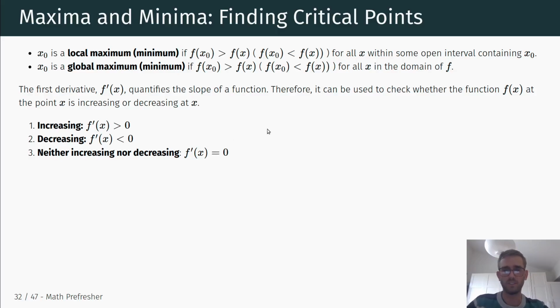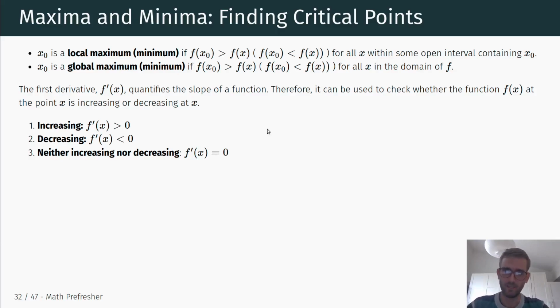Ultimately, what this means is that if the value of the first derivative at point x is larger than 0, then the function must be increasing. So it can't be a maximum if it's increasing at that point. Same for decreasing: if the first derivative of the function is smaller than 0, it's decreasing, so that can't be a maximum either. But if it's neither increasing nor decreasing, so f prime of x is equal to 0, that is a point where locally the function f of x is neither increasing nor decreasing, and so that's one of the critical points that can ultimately be a maximum or a minimum.